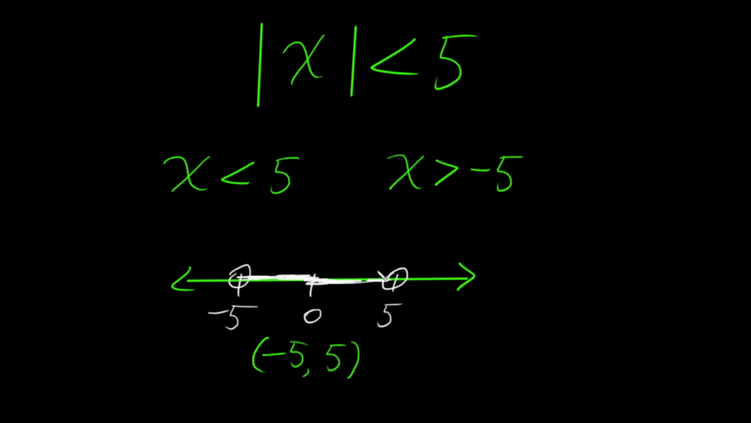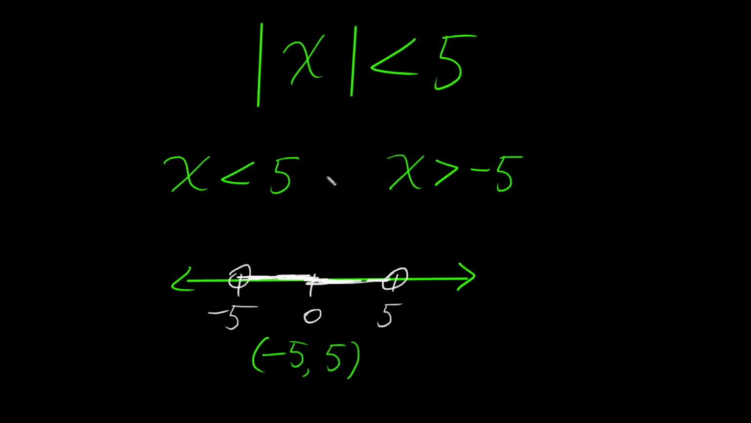Now, if you notice, the answers converged in the middle. And that's because if we look at this logically, the absolute value just means the distance from 0. So in this case, we're saying that the distance that x is from 0 must be less than 5. So every point from 0 to negative 5, not including that number, is less than 5 from 0. And the same is true between 0 and positive 5.